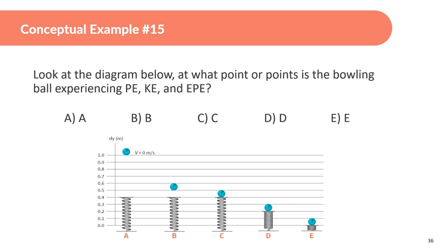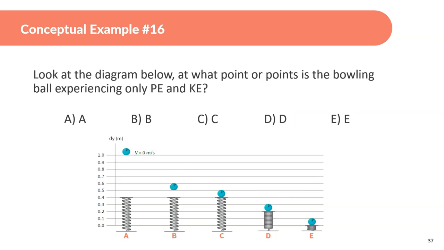Moving on. Look at the diagram below. At what point or points is the bowling ball experiencing potential energy, kinetic energy, and elastic potential energy? Okay, so at point A, it's not moving, so all potential energy. Point B is potential energy and kinetic energy. Maybe I won't go through all of them. But at point D, we can see that it's still stretching, so it's not at the lowest point, so there's potential energy. It's moving, the ball is still going down, and it has compressed the spring a bit, so it should be D.